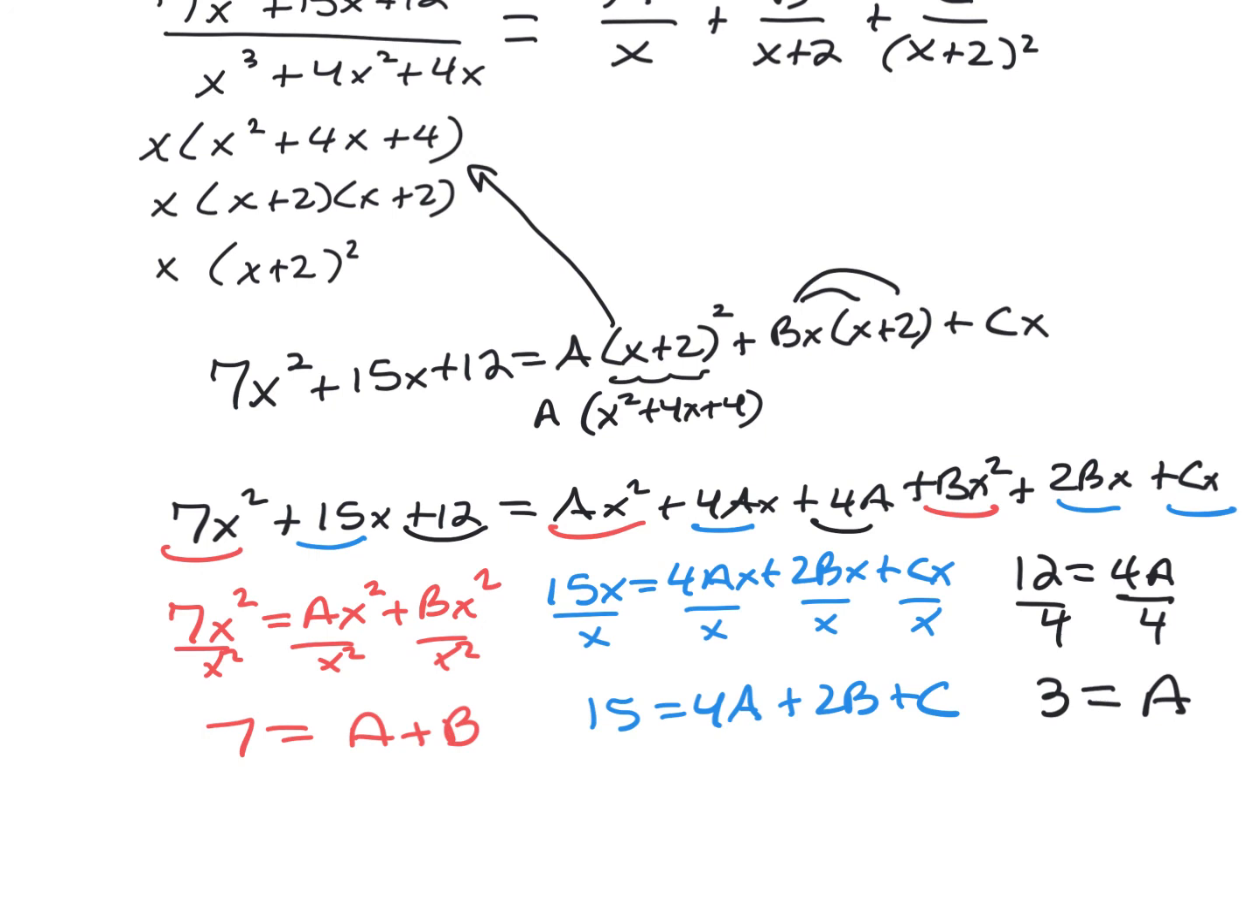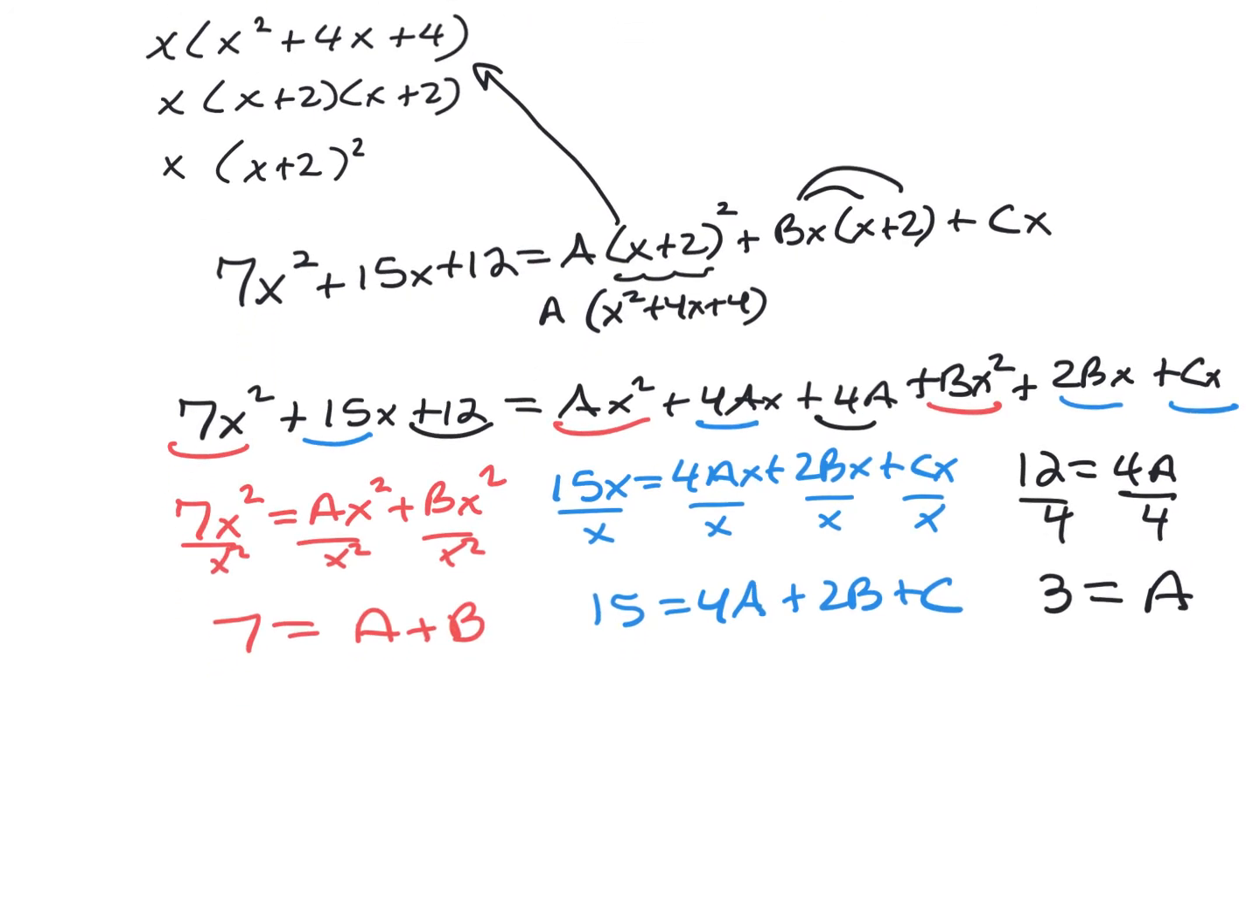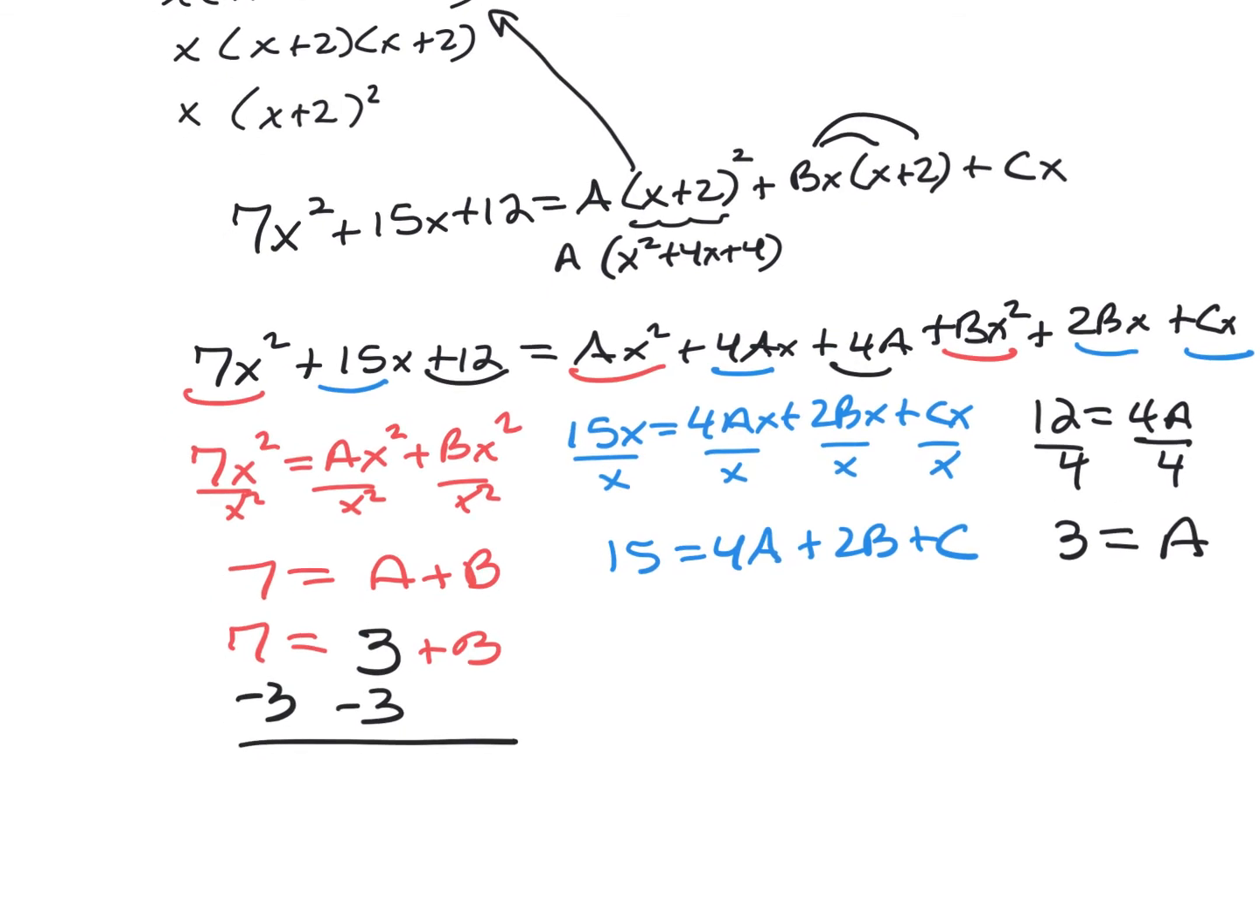Now I need to find b and c. So now I'm going to look and see, do I want to plug it into red or blue? It's going to be better to plug it into red first, and then I plug the number that I get into the blue. So I'm going to go back and take out the a, put a 3 here, and now solve for b. I can subtract the 3, and b equals 4.